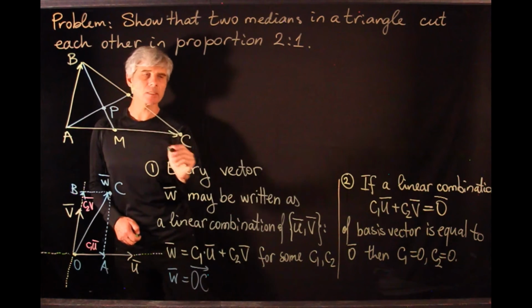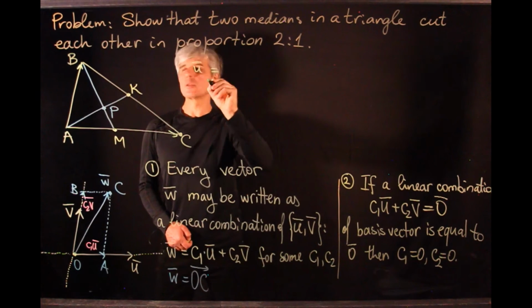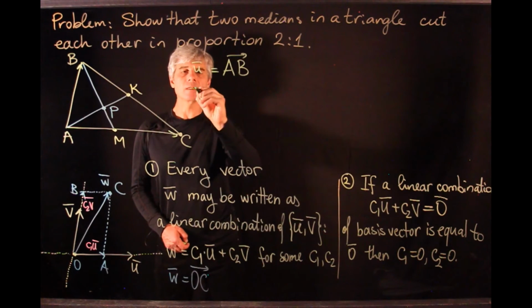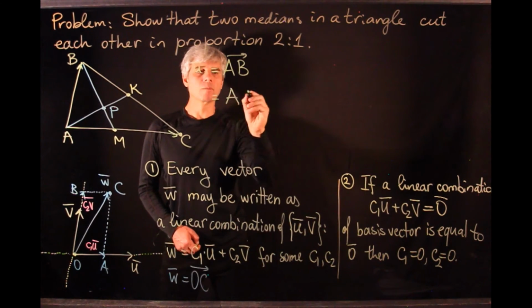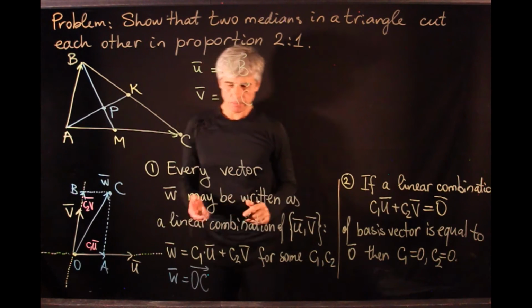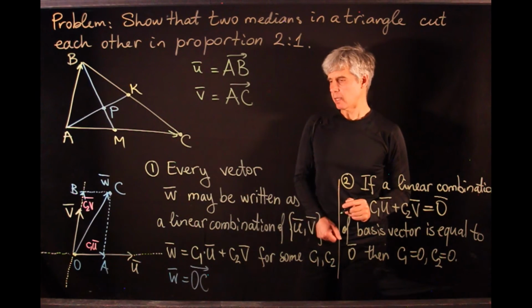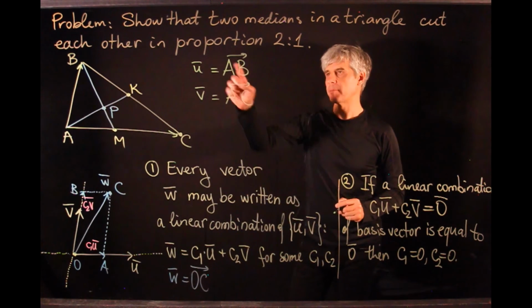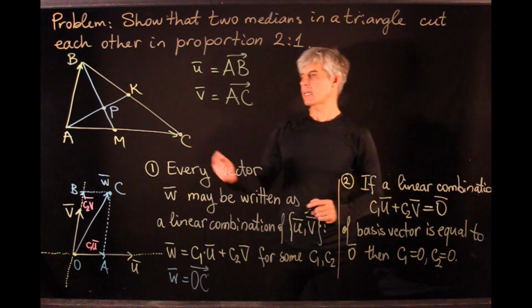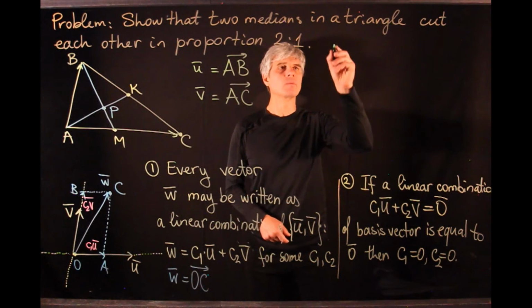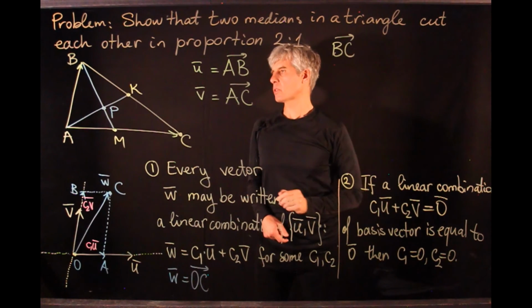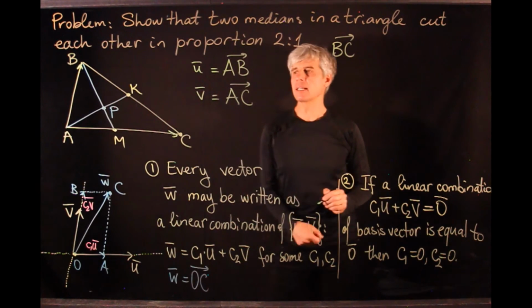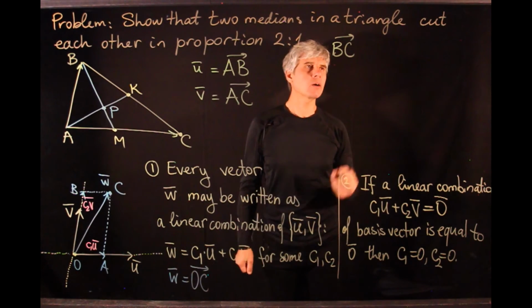And the convenient basis would be to set vector U to be the vector AB and vector V to be the vector AC. So next, let us look at this property. This property says that any vector is a linear combination of basis vectors. Now, let's take a vector BC. And so what we want to do is write the vector BC as a linear combination of U and V. How can we do this?